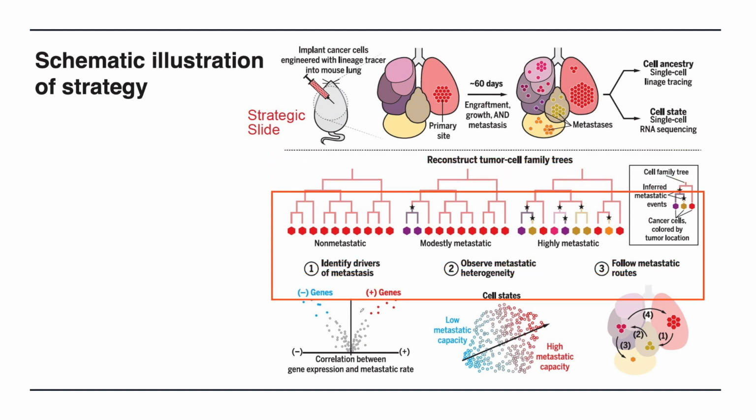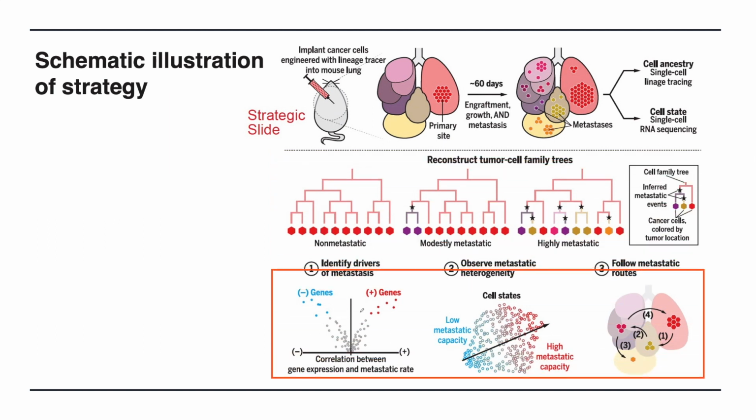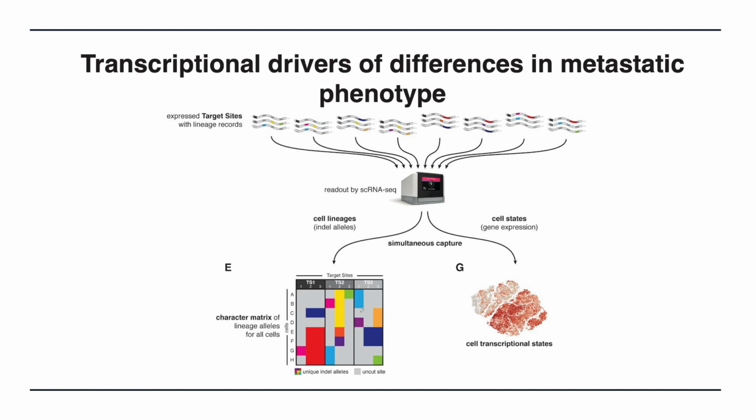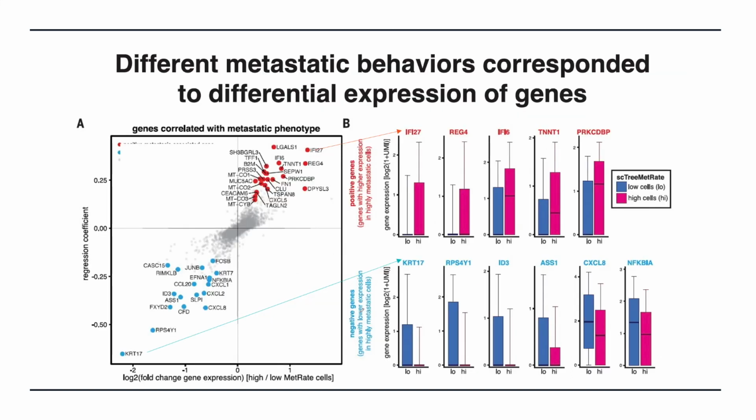They then pair the lineage information and the transcriptional expression in individual cells to reveal the underlying mechanism of metastasis. As we mentioned before, they perform single-cell sequencing of both the target site with allele status and the gene expression profile, and they can relate the transcriptional states of single cells to their metastatic status. So they search for genes that are highly expressed in cells with high and low met rate.